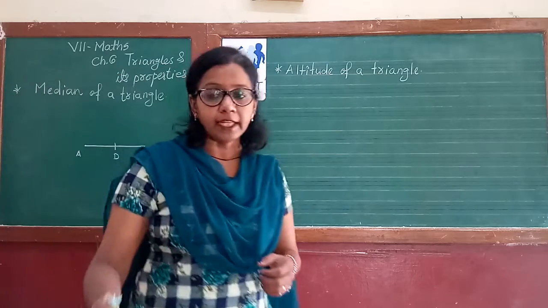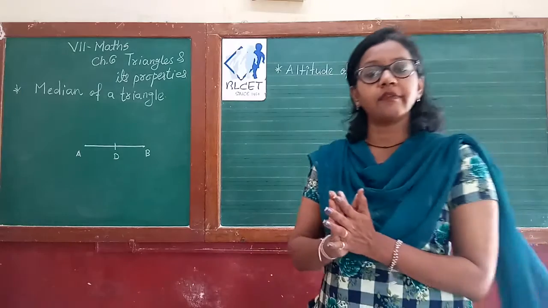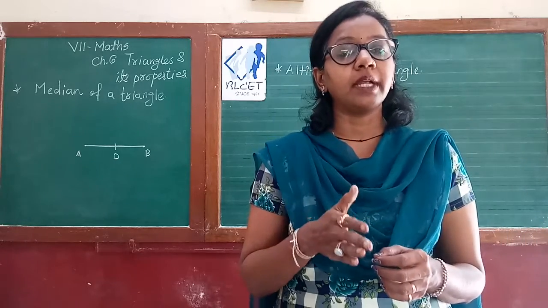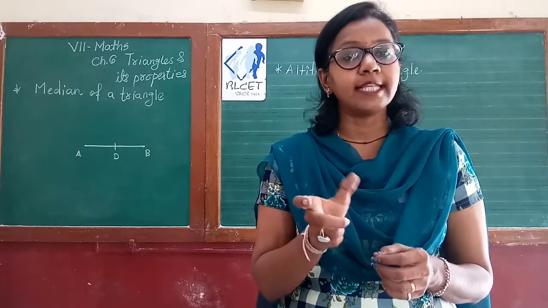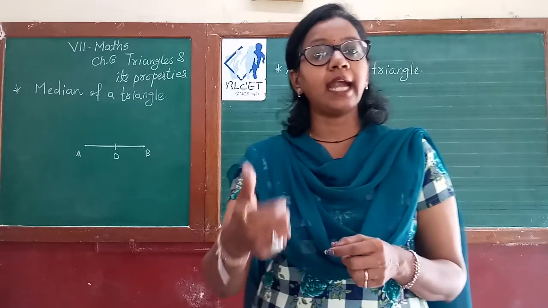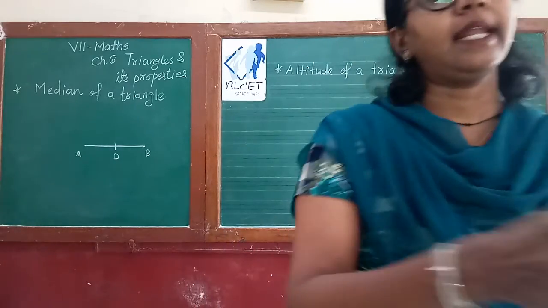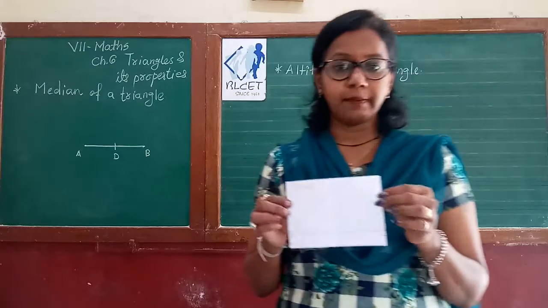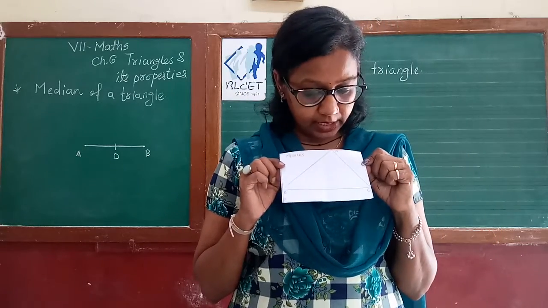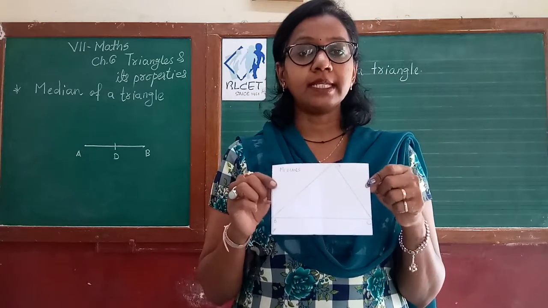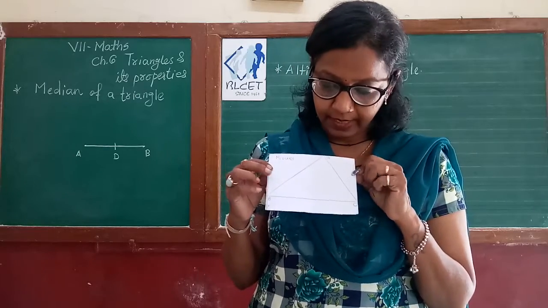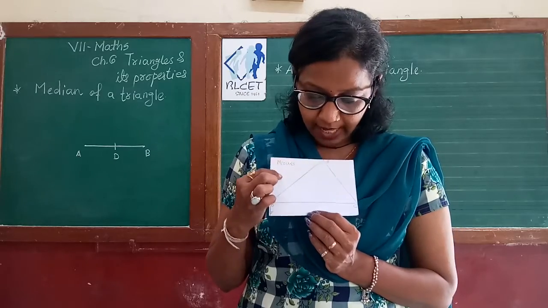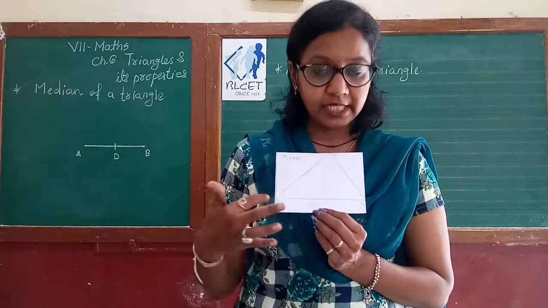So if you want to find the median of any triangle, what we have to do, for whichever side you want to find the median, you have to divide that line segment into two equal parts and get the midpoint. Let's see how to do it. Suppose you take a paper. On that you draw the triangle ABC. I have already drawn the triangle ABC. I want to find the midpoint of this BC.